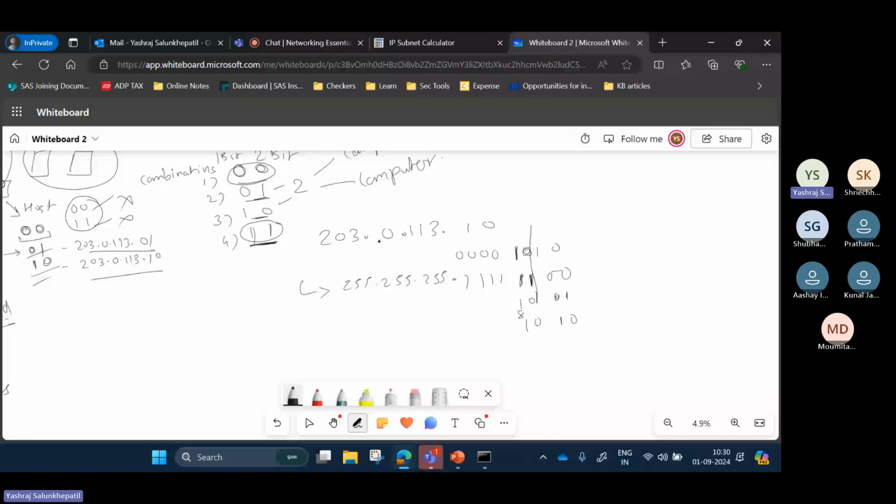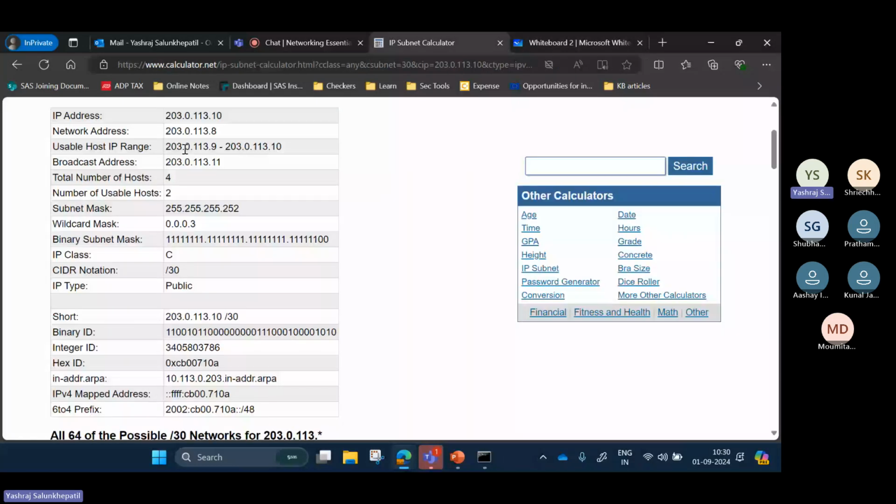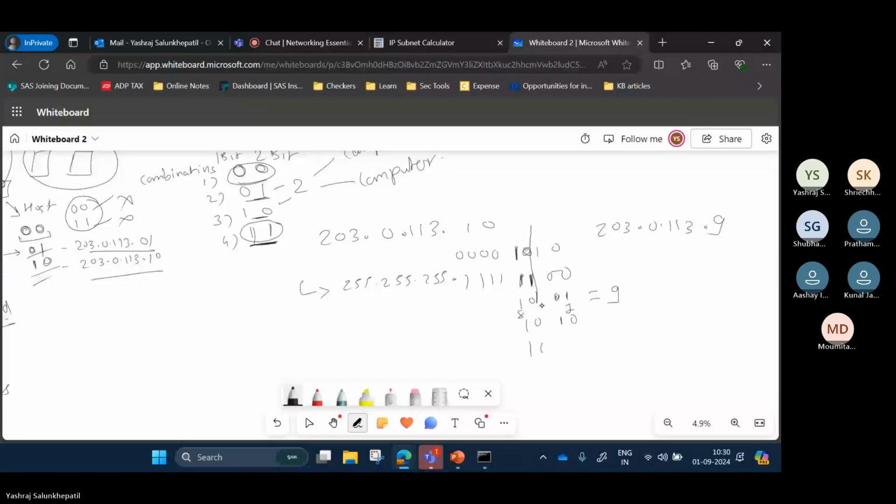तो एक पीसी हुआ 113.9. See over here 9 और 10 यूज कर सकते हैं. And the second one is 10 and 10, ये वाला. So this is 1, this is 2, which is equal to 10. So 203.0.113.10. तो ये नेटवर्क कैसे दिखेगा?